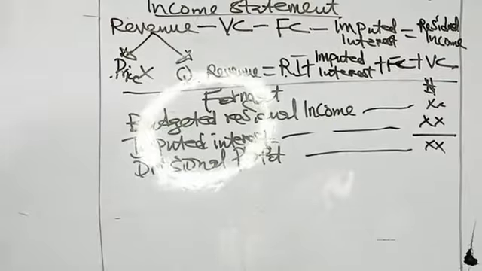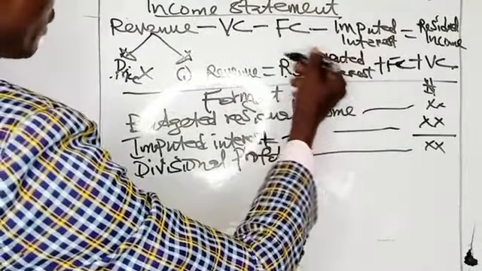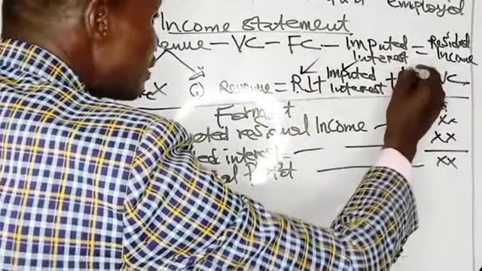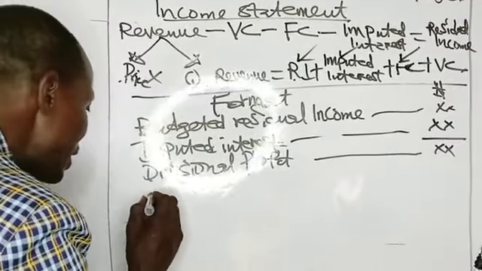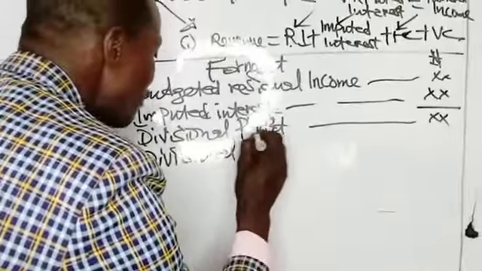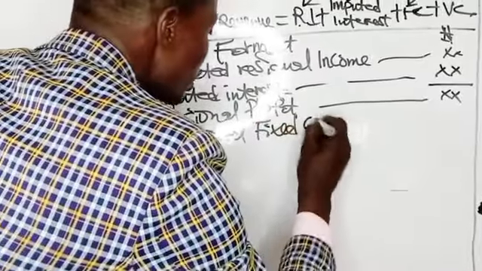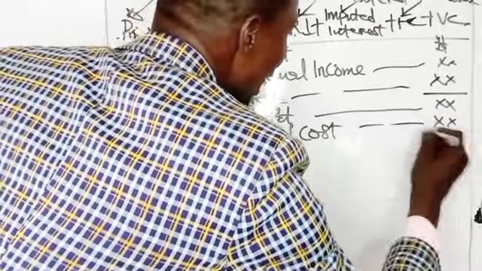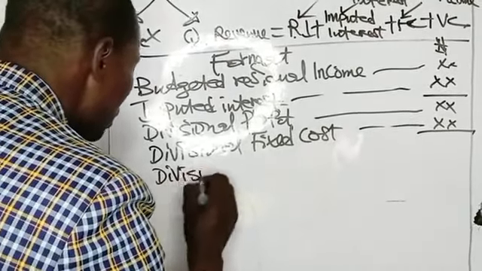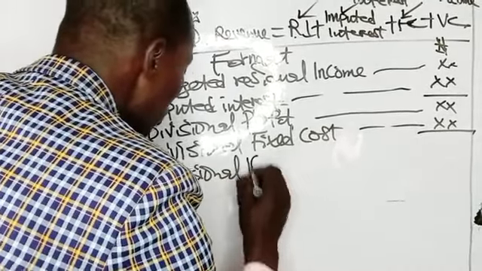Then after divisional profit, the next item is fixed cost. You add the divisional fixed cost. By the time you add the divisional fixed cost, you arrive at divisional contribution.